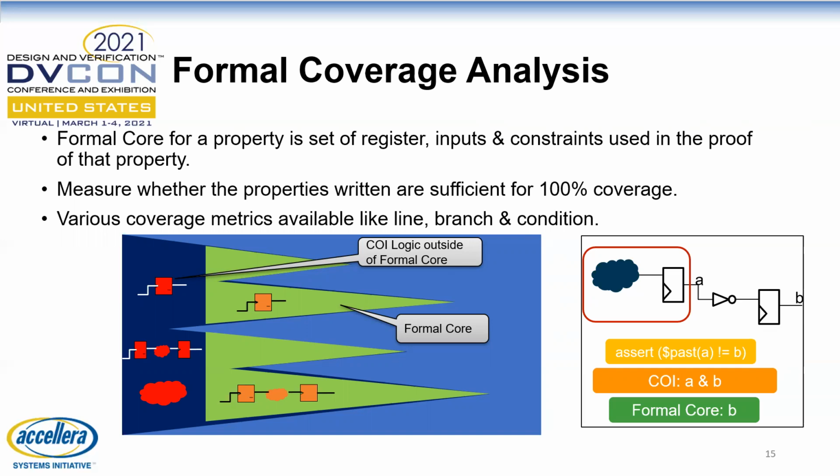As you can appreciate, formal core coverage analysis is more accurate because it tells you what is covered based on what logic is used in proving the assertions, rather than just the COI. In formal core coverage analysis, we can target various metrics like line, branch, and condition.